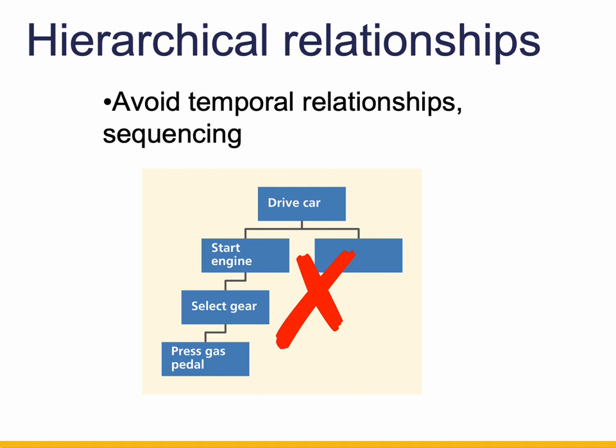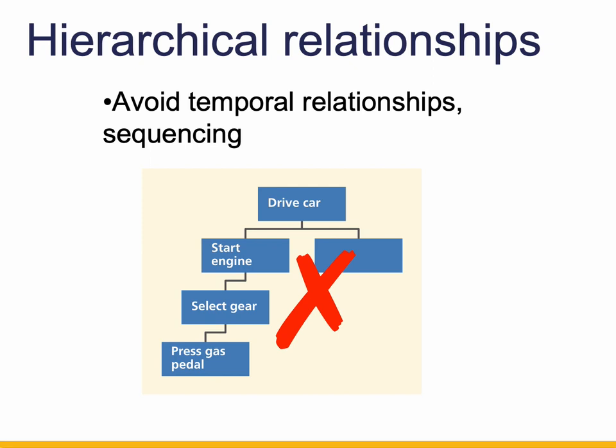With hierarchical tasks, you want to make sure you avoid temporal relationships and sequencing. This means that the subtasks or supertasks need to be dependent on the initial task. In the image you see here, drive car is the action. In order to drive a car, sure, we need to start an engine, but we don't need to select gear as part of starting the engine. The select gear should be on the same horizontal level. Selecting the gear is not dependent on starting the engine.